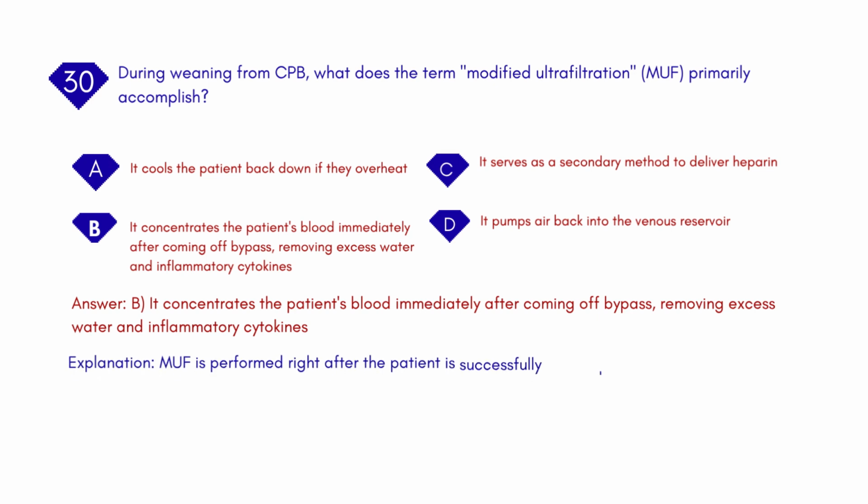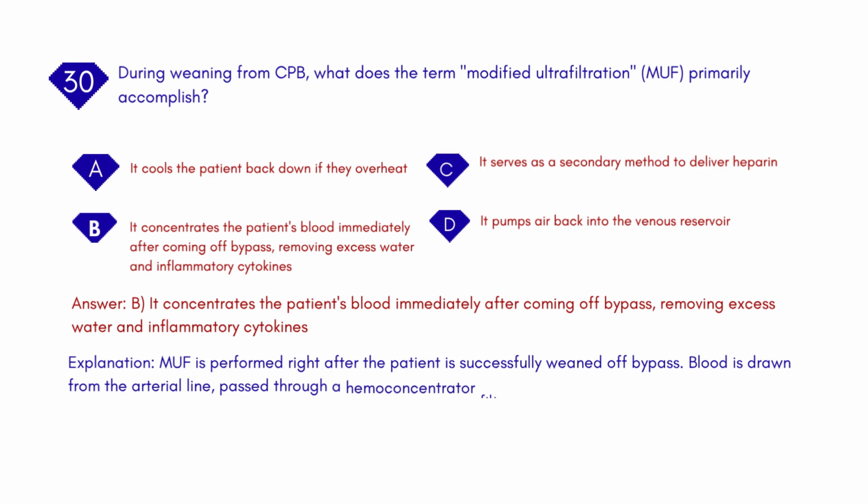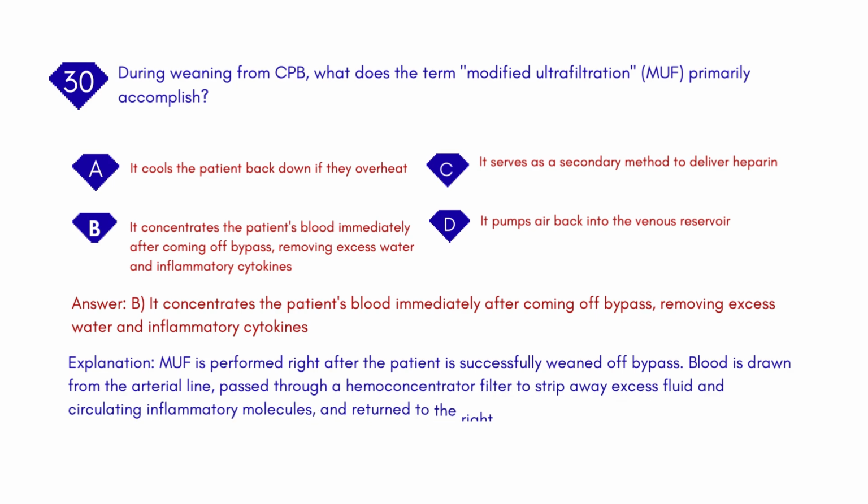Explanation: MUF is performed right after the patient is successfully weaned off bypass. Blood is drawn from the arterial line, passed through a hemoconcentrator filter to strip away excess fluid and circulating inflammatory molecules, and returned to the right atrium, increasing the post-bypass hematocrit and blood pressure.